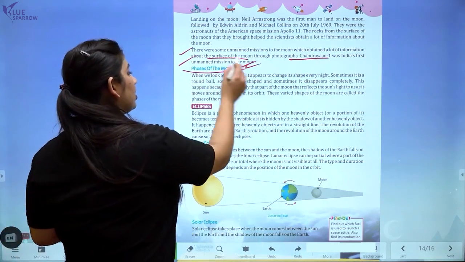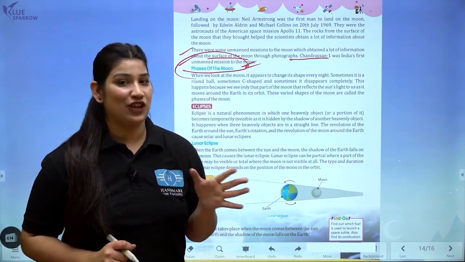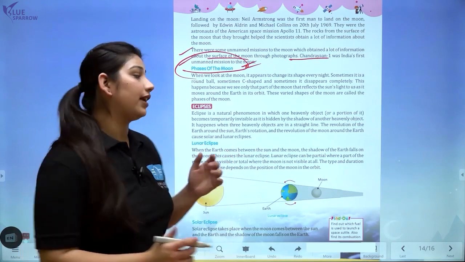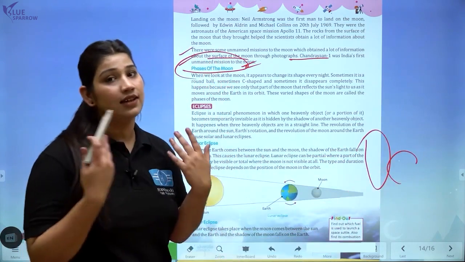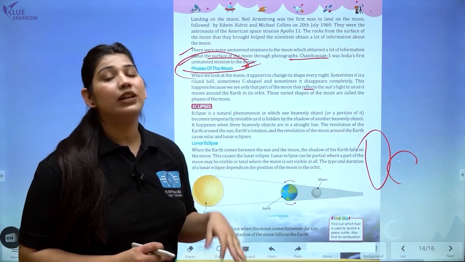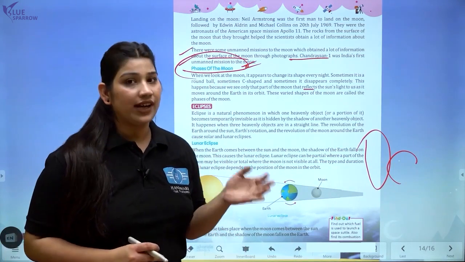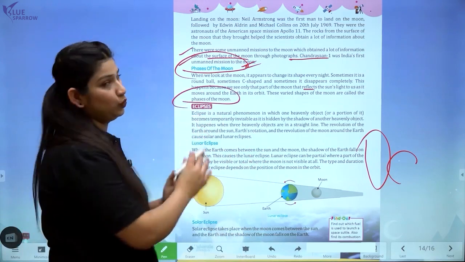Next comes the phases of the moon. You must have noticed the moon changes its shape. Sometimes it is like a round ball, sometimes it is like a C, and sometimes it disappears completely. This is because we see only that part of the moon that reflects sunlight to us. This is called the phases of the moon.